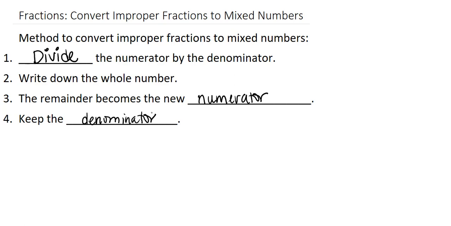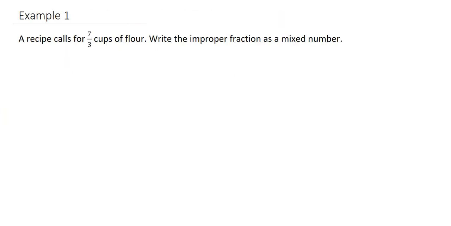So let's go ahead and look at the first example. Example 1. A recipe calls for 7/3 cups of flour. Write the improper fraction as a mixed number. So what we're going to do is take the denominator and see how many times it goes into the numerator. Well, 3 times 2 is equal to 6. So we can go into 7 2 times.